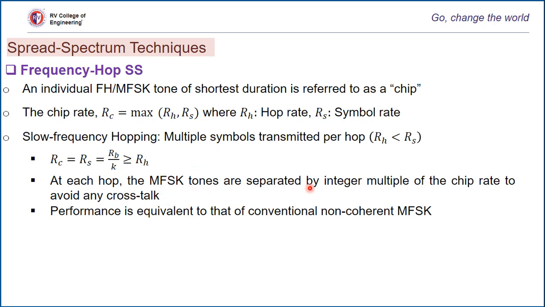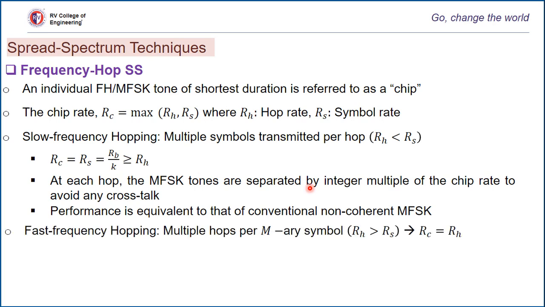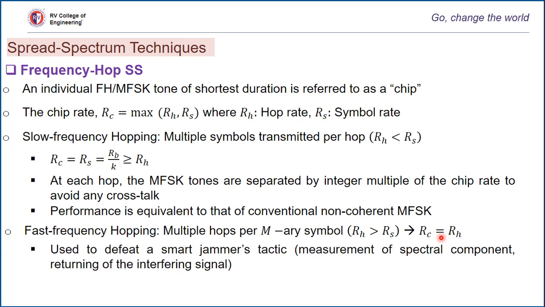In contrast to that, a fast frequency hopping spread spectrum technique differs from a slow FH MFSK system in that there are multiple hops per M-ary symbol, and hence in a fast FH MFSK system each hop is a chip, and hence here RC will be equal to RH. In general, fast frequency hopping is used to defeat a smart jammer tactic that involves two functions.